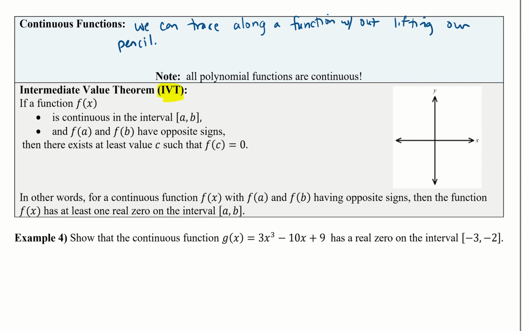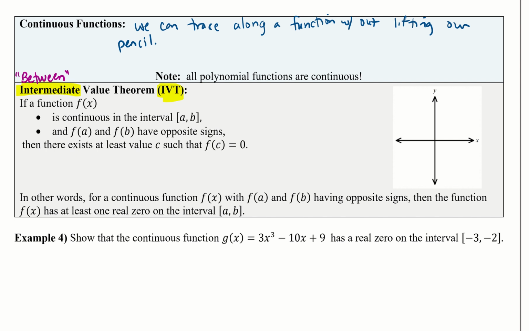Just to get a little bit of information about the name, intermediate means between. As we look at this description of this theorem, a theorem is a statement that can be proven. This has been proven to be true. Look for betweenness to try to understand why it's called intermediate value.